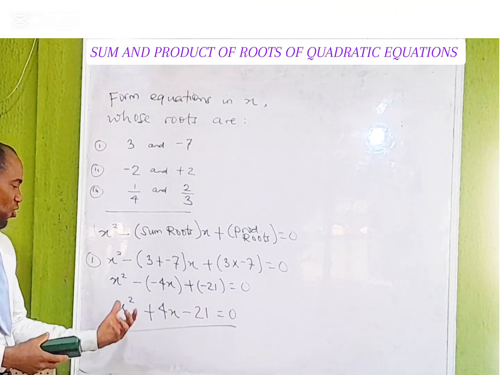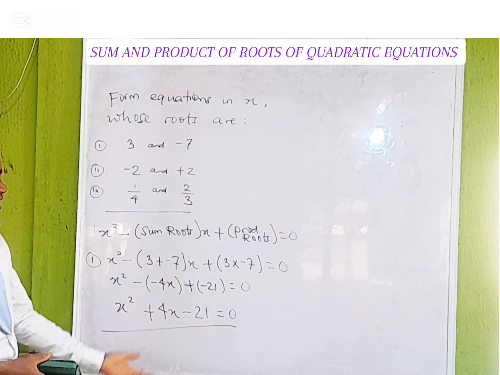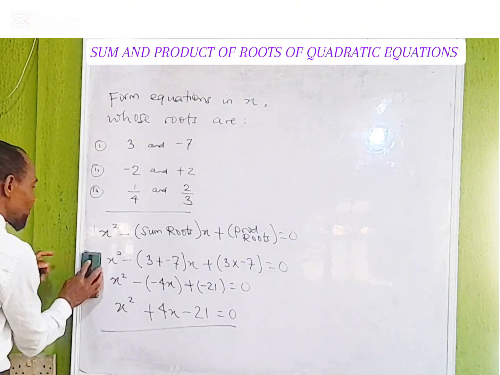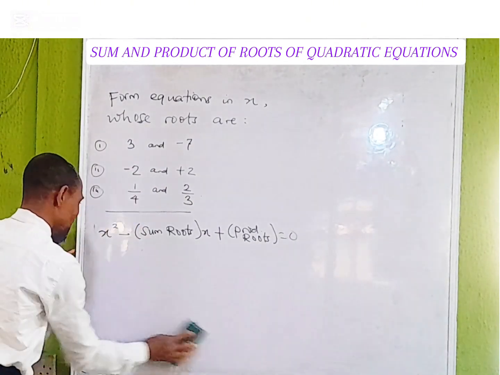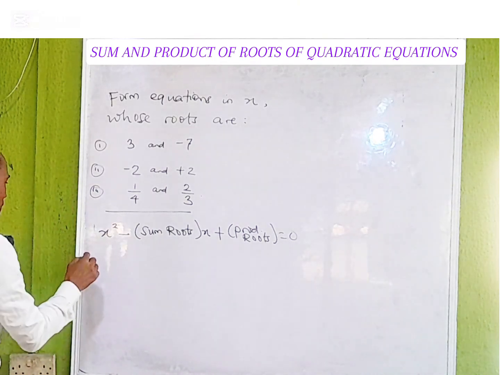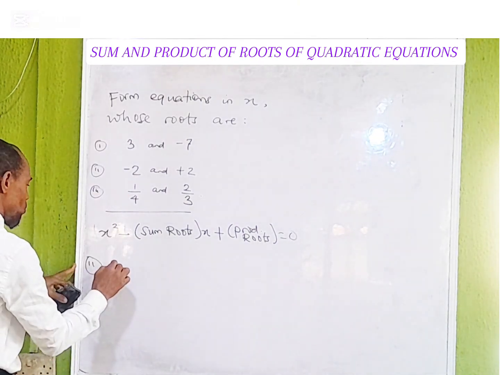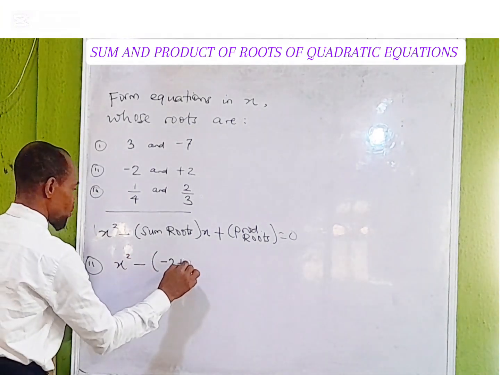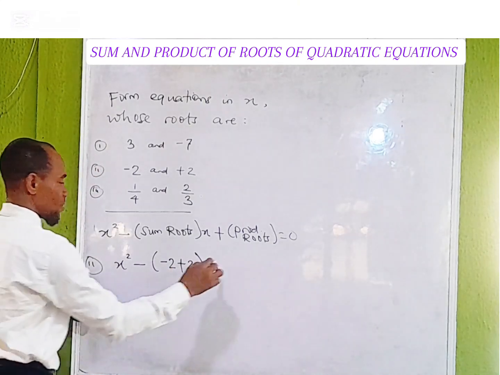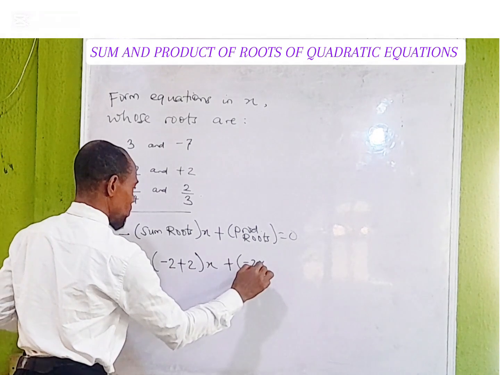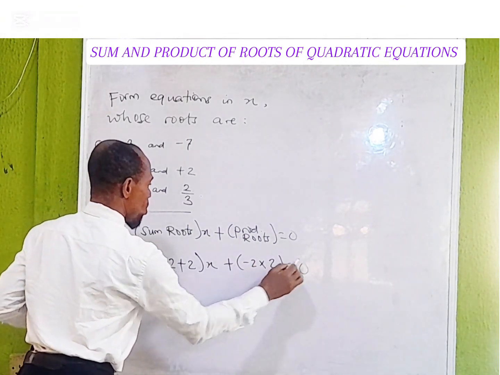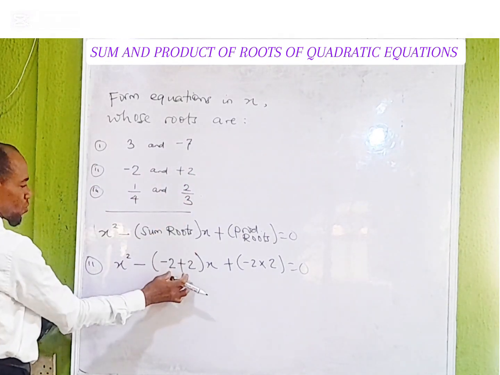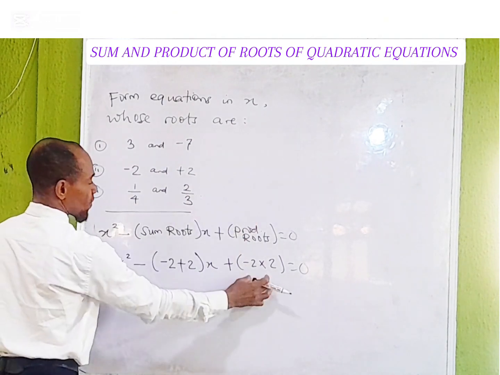In other words, if you solve this quadratic equation, you will necessarily get 3 and minus 7 as your roots or answers. Without wasting time, let's go straight to number 2, which is fun. Number 2, we have minus 2 and plus 2. So we are going to have x squared minus, 2 plus 2, x, then plus minus 2 times plus 2 equals 0. Again, the roots are minus 2 and plus 2. So their sum will simply be in this first bracket, and their product will be the second bracket.